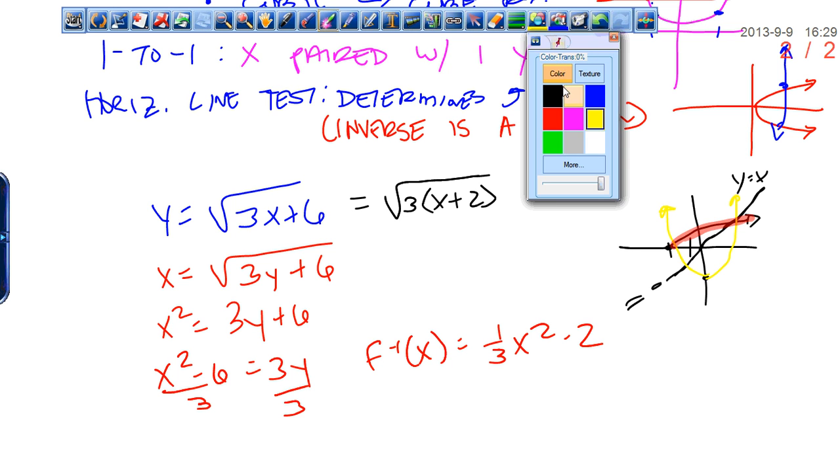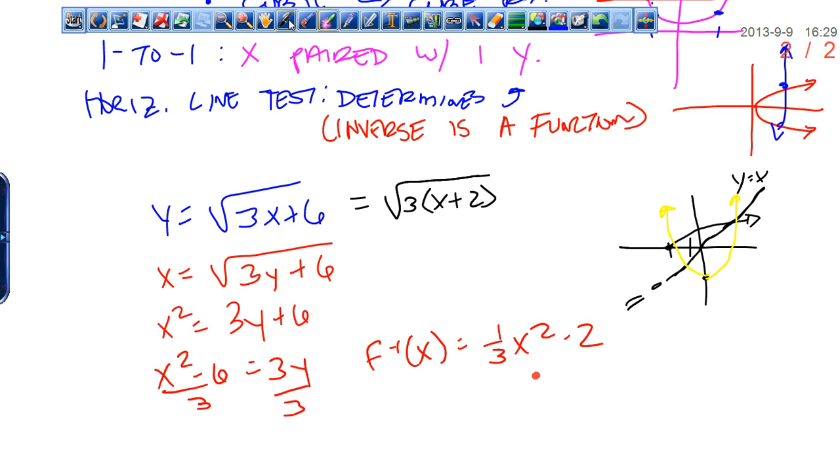And then the last thing on our homework is to list the domain for both of them. So the domain for my black line is everything greater than or equal to negative 2. The domain for my yellow one is all real numbers.